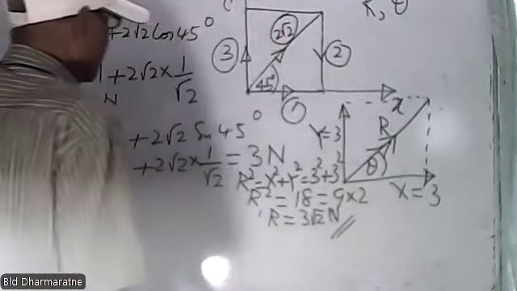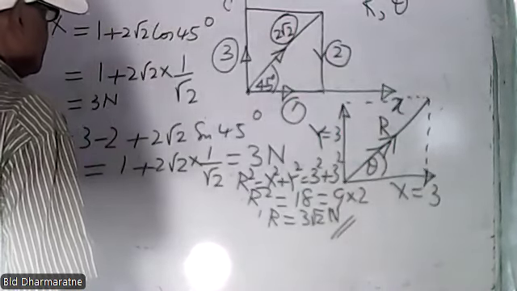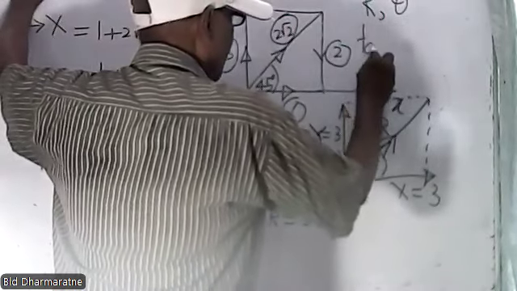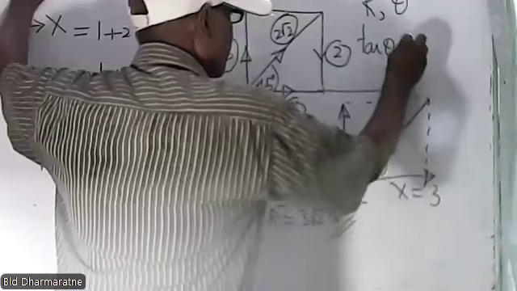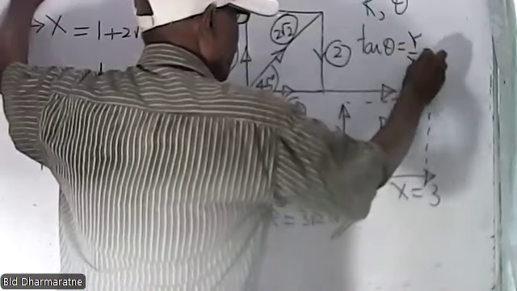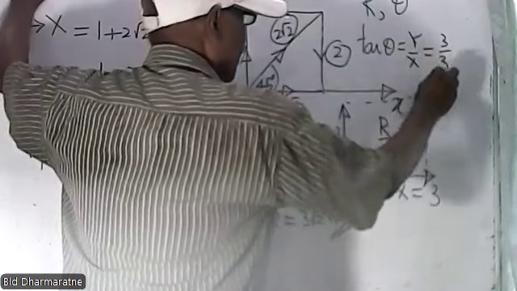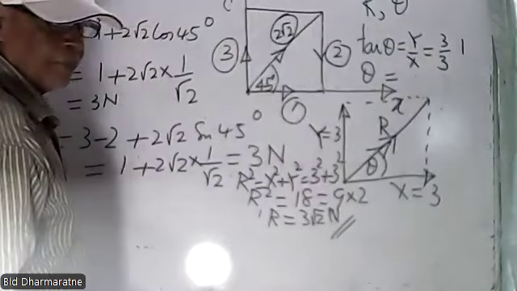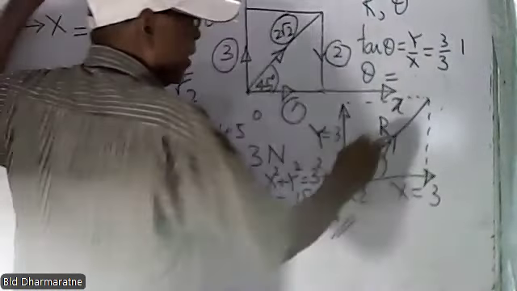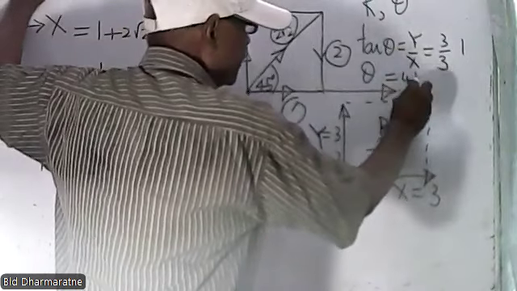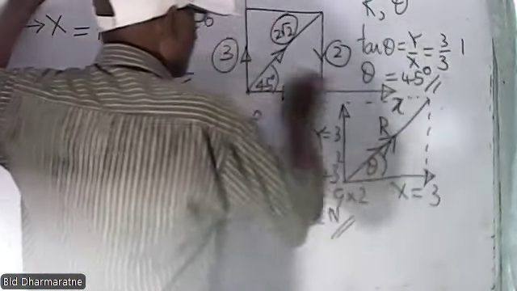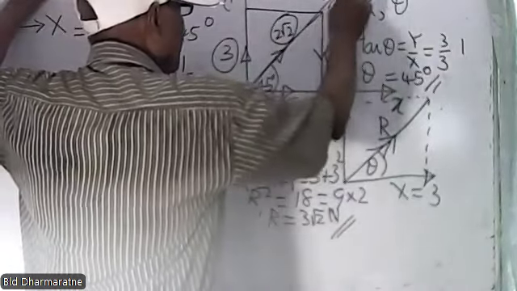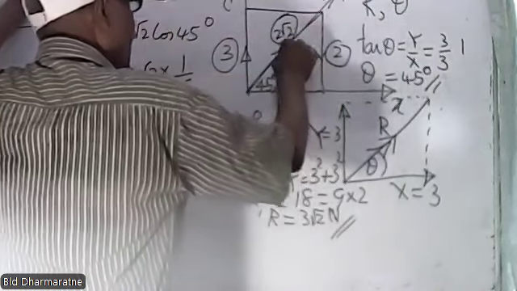Now we have to calculate the direction. Tan theta is equal to y over x. Y is 3 and x is 3, so tan theta equals 1. Theta is equal to tan inverse 1, which is 45 degrees. The resultant also acts in this direction. This is the direction of R, and this is the angle.